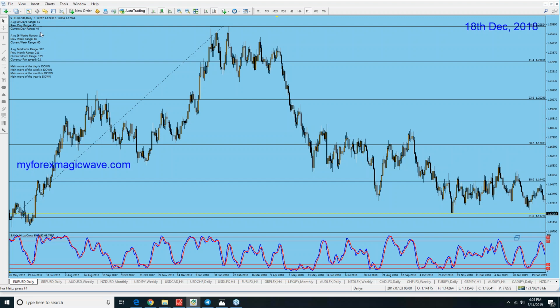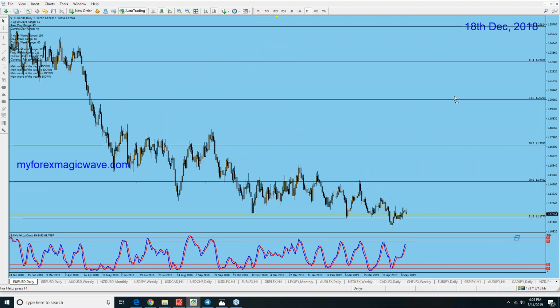Now, you tell me how you're going to make money out of this. How many pips are you going to make? Can you make 60 pips, 70 pips? It doesn't even move that much. It moved only 43 pips yesterday. Current day range, only 40 pips. So you see, the range is getting smaller and smaller.